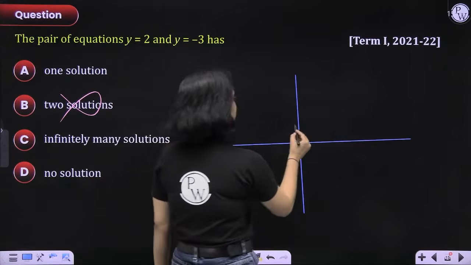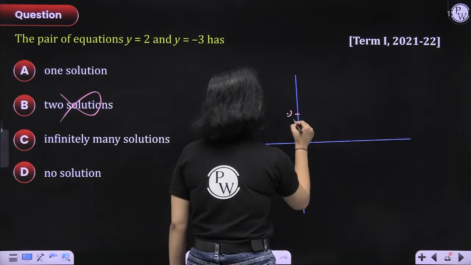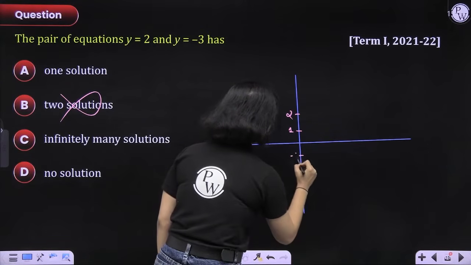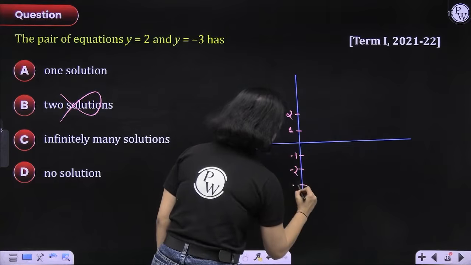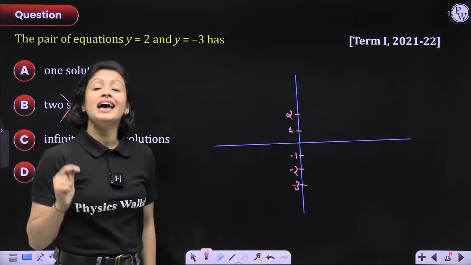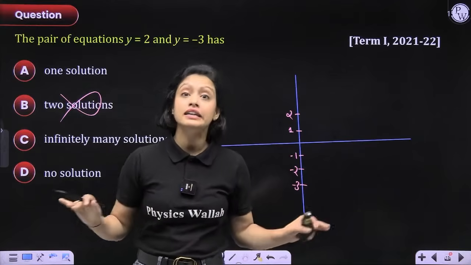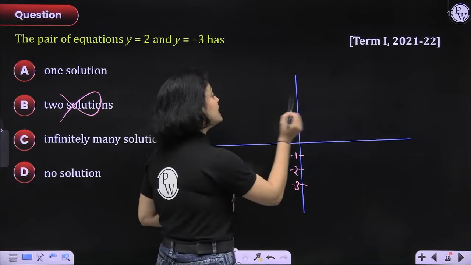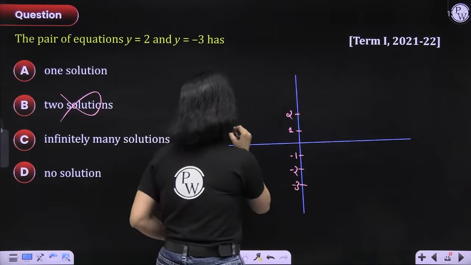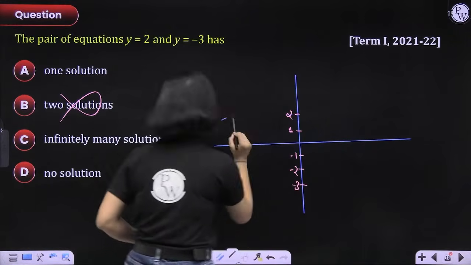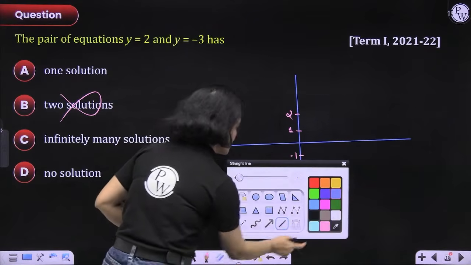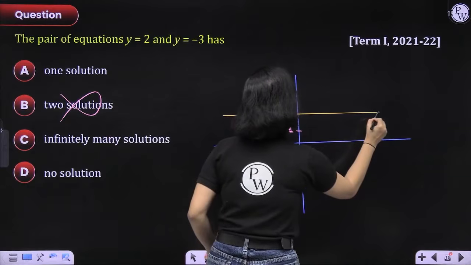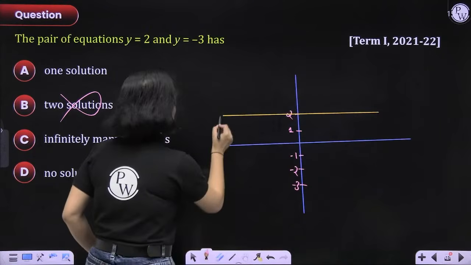Okay. So y is equals to 2, everyone. Let's just suppose this is 2. Okay? And y is equals to negative 3, everyone. So negative 1, negative 2, negative 3. Now, what would y is equals to 2 look like as a line? So see, bacha, y is equals to 2 as a line would basically be a line that is parallel to x-axis and passing through 2. Let me make this again with some another color. Yeah, this is all right. This is the graph of y is equals to 2 in case you have forgotten.